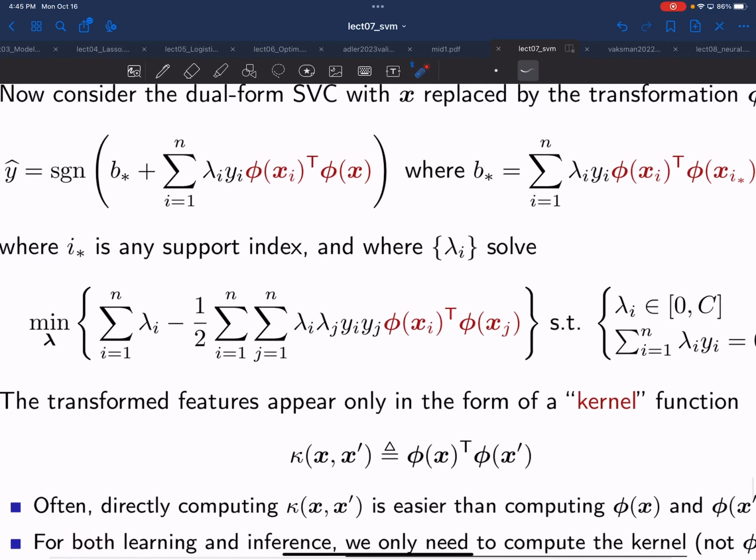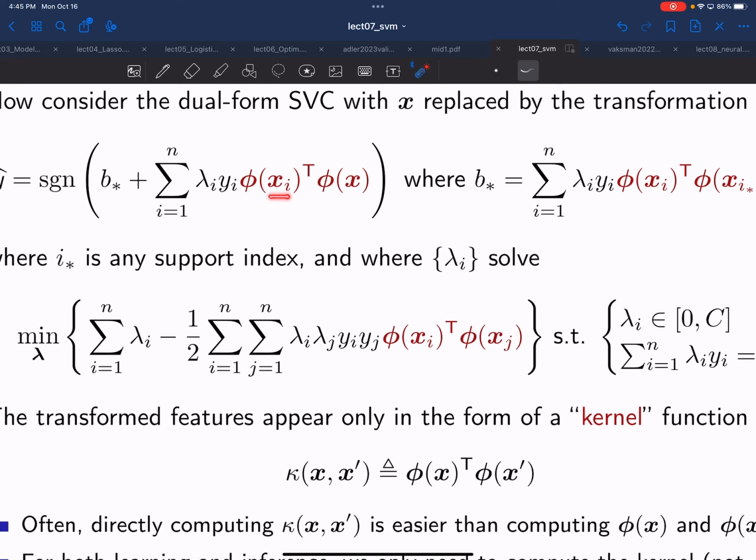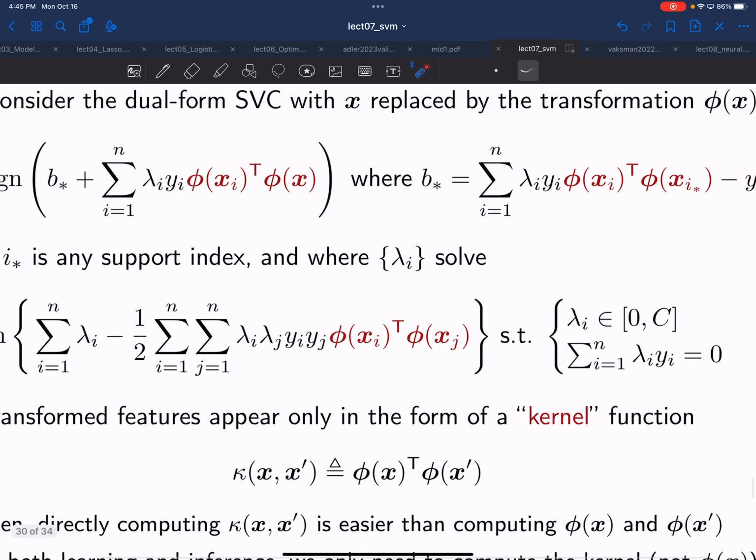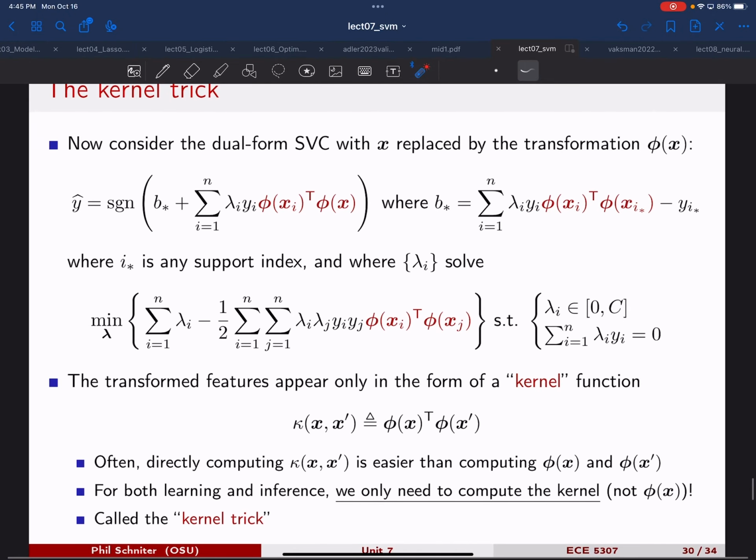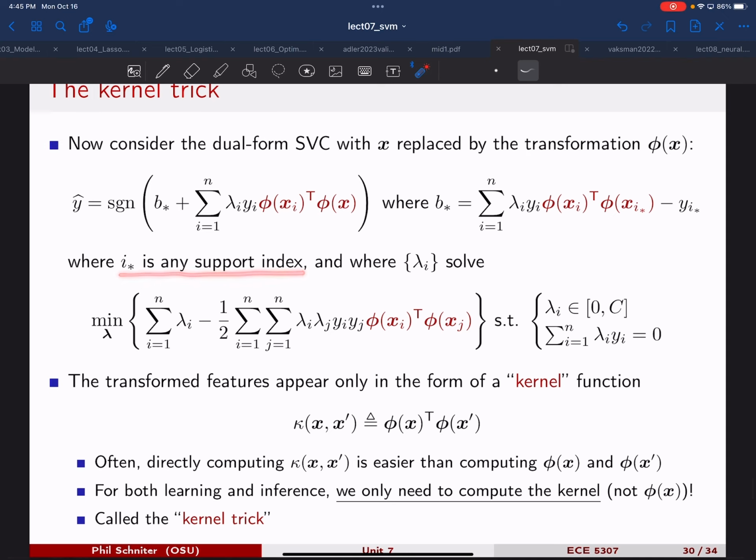Notice that in some cases we have the training sample, the test sample, a particular training sample. The x i is any i that corresponds to a support vector in our training set. Here we have x i, x j, and so on. This is the new problem that we would need to solve with the transformation. The interesting thing is, whenever the phi appears, it appears in this phi transpose phi form. So it never appears on its own.